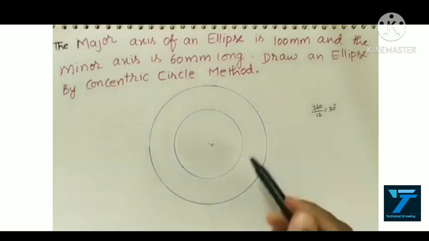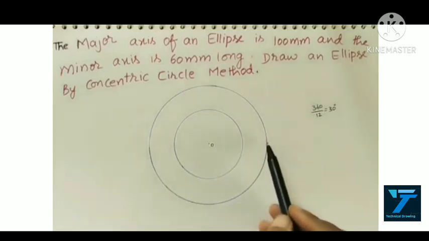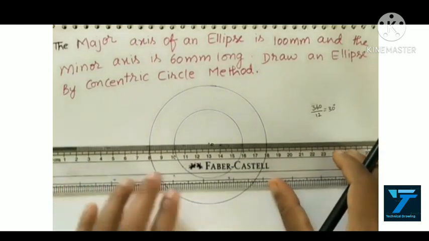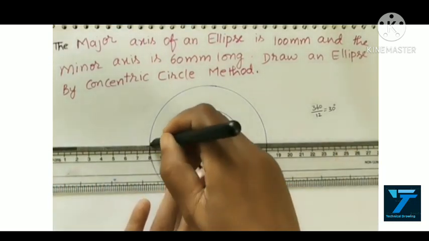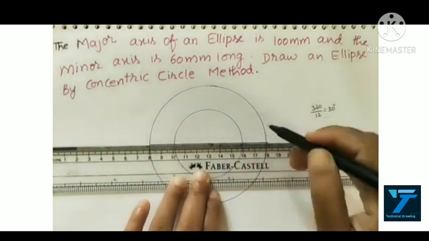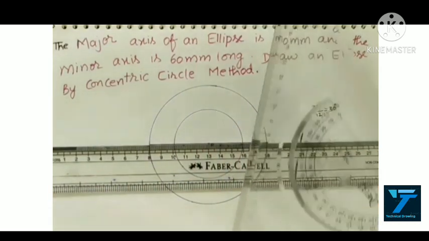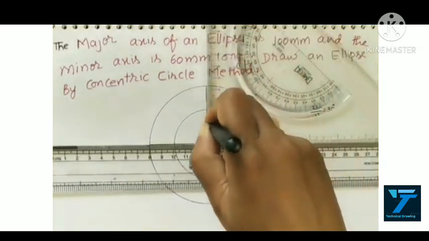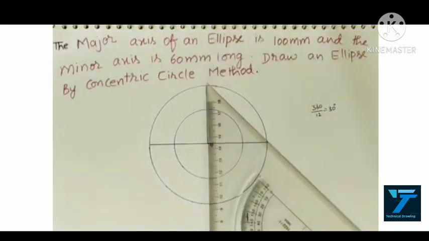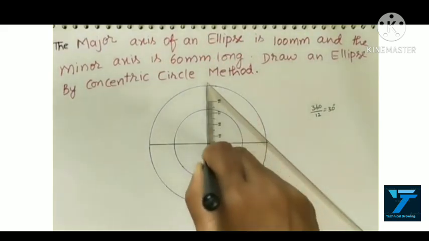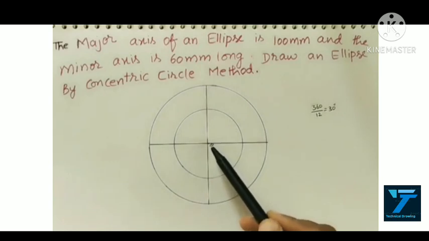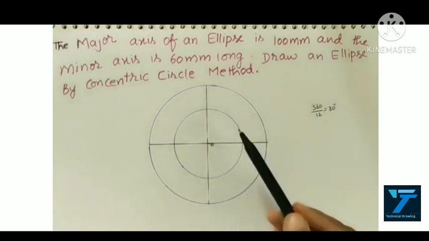For dividing the circle into 12 equal divisions, first draw one horizontal line and then one vertical line. Do one horizontal line here, and then one vertical line. Extend this line. After getting this horizontal diameter and vertical diameter, we know the angle is 90 degrees. Now divide this into 12 equal divisions.